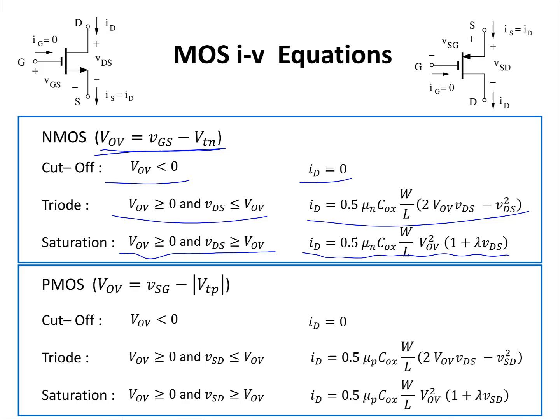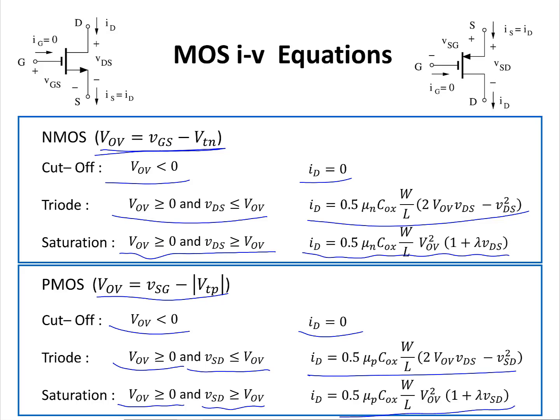For the case of PMOS transistor, V overdrive is defined as VSG minus V threshold of PMOS transistor. Again, we are using VSG instead of VGS for the case of PMOS. Also, because the threshold voltage has a negative value for a PMOS transistor, we're going to use it in an absolute value. Just like an NMOS transistor, when PMOS is in cutoff, V overdrive is less than 0 and drain current is equal to 0. When it operates in the triode region, V overdrive is greater than or equal to 0 and source to drain voltage is less than V overdrive. This is the current equation for that region. When the transistor operates in the saturation region, V overdrive is greater than or equal to 0 and the source to drain voltage exceeds the overdrive voltage. And here is the equation for that region.